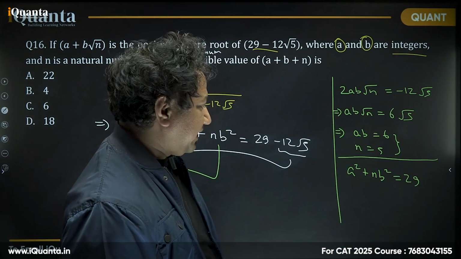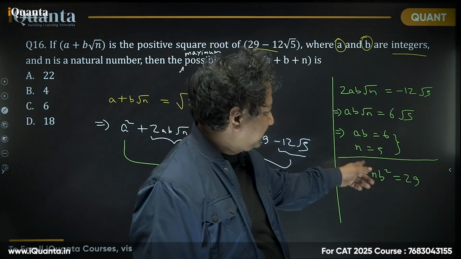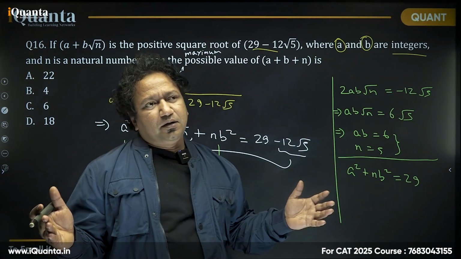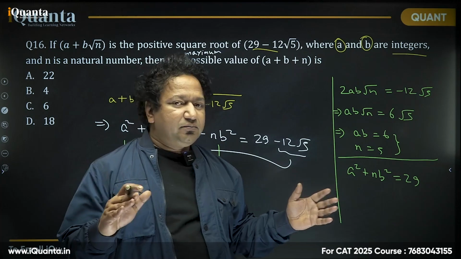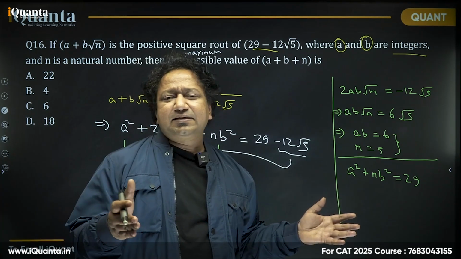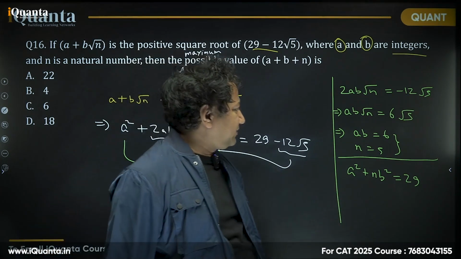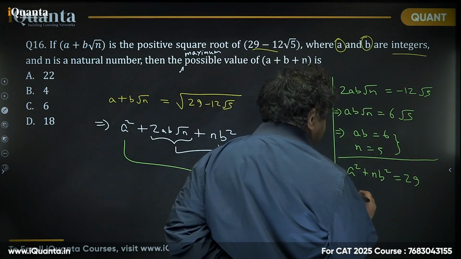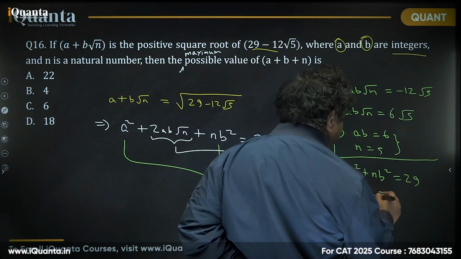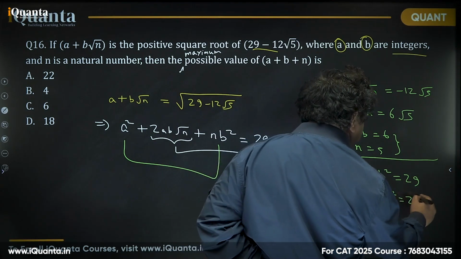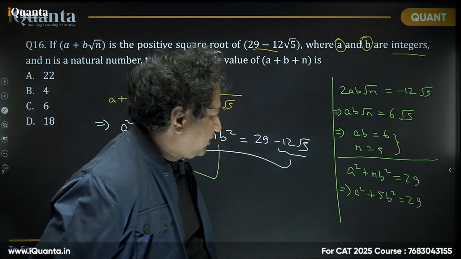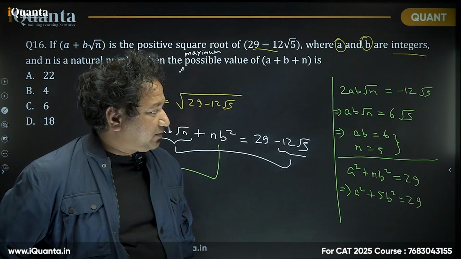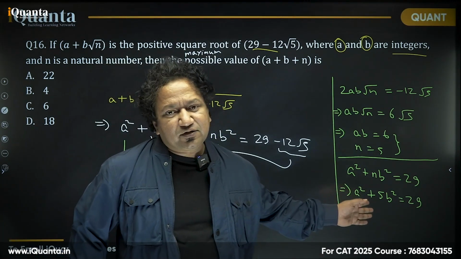If I put n as 5 here, and ab is this, ab can be 1, 6, 2, 3, and it can be 6, 1, 3, 2, or minus 1, minus 6, minus 3, minus 2. All that stuff is possible. So we will write it as a square plus 5b square is 29. When you take the value of a and b, negative or positive, because it's a square, you will always get a positive value.